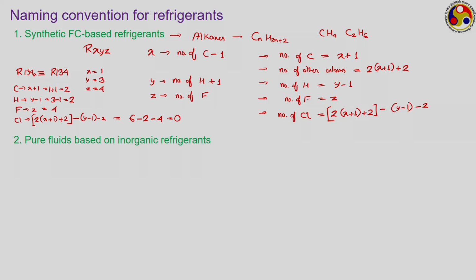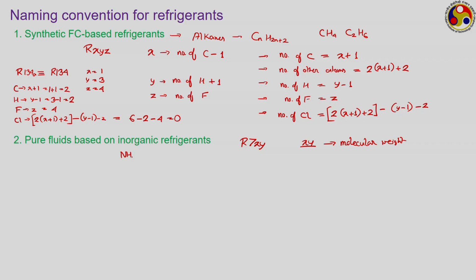Now, second, we have the pure fluid based inorganic refrigerants. These refer to the natural refrigerants like ammonia, carbon dioxide, even water vapor, though that is not very commonly used, but they all come under this category. And here our naming convention is very straightforward. The naming convention is R7XY. The 7 is a fixed one and XY refers to the molecular weight. So it is a very simple convention. This 7 corresponds to inorganic or natural refrigerants, and XY is the molecular weight.